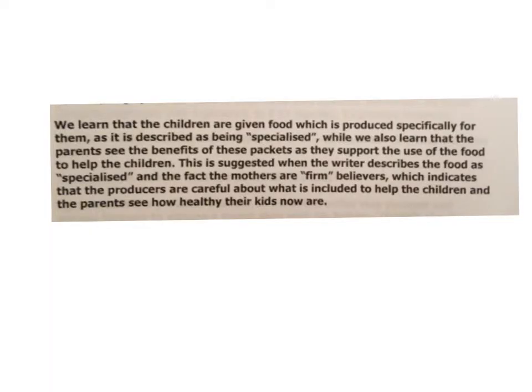So when you write up your paragraph, this is what it might look like. Okay, so you can clearly see here that I've made a point. We learned that children are given food which is produced specifically for them, as it's described as being specialised. There's your quote, showing you that you're referring to the text. Well, we also learn that the parents see the benefits of these packets. This is showing that I've interpreted what I've read. So that quote here where it says firm believers, I've worked out that that means that they are seeing the benefits. So it's showing that I've engaged with the text, and it's showing that I've made inferences.